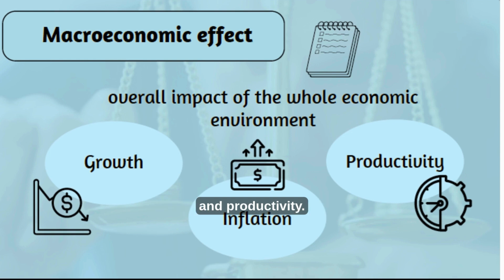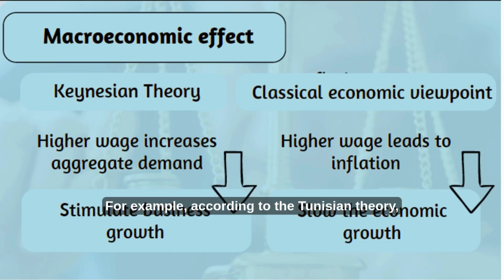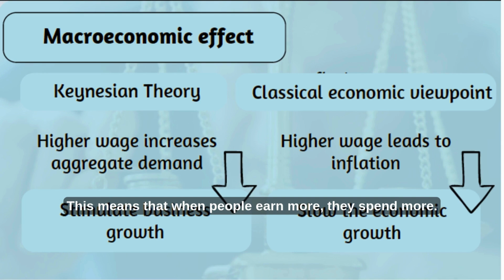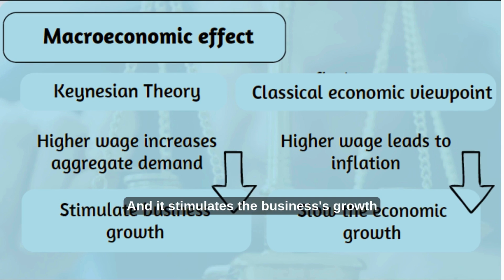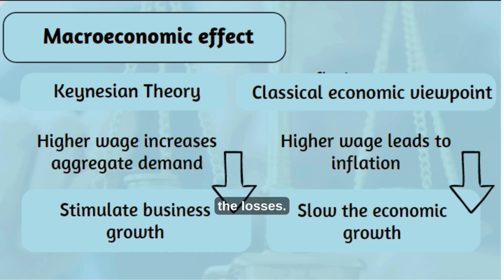and productivity. For example, according to Keynesian theory, higher wages may increase the aggregate demand. This means that when people earn more, they spend more, and it stimulates the business's growth and creates new jobs to offset some of the losses. It can also improve productivity.